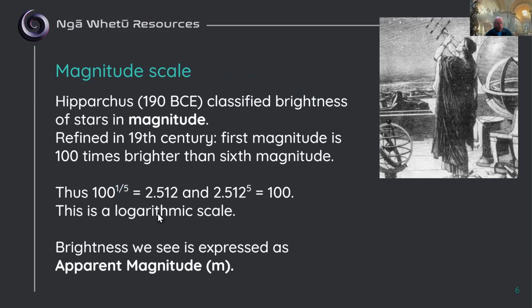And this is then a logarithmic scale. So we need to use logarithms. If you're not familiar with that, I have a link in the ebook, and I will explain this in the simplest way I can. And on that magnitude scale, the brightness that we see is called apparent magnitude. The symbol is lowercase m.